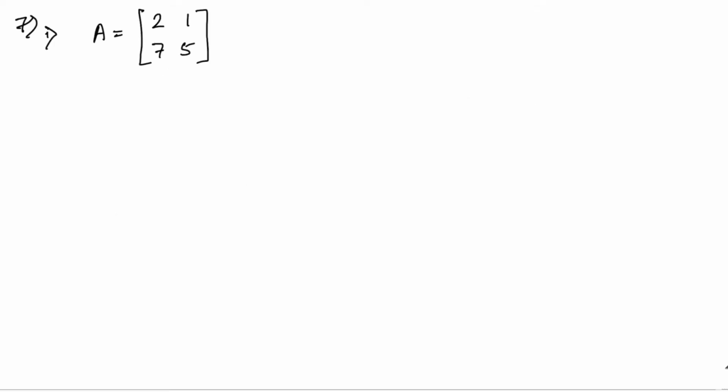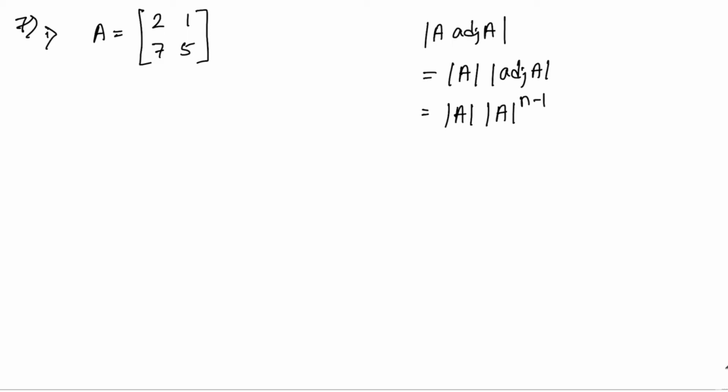Now next, sum number 7. In sum number 7, if A equals 2, 1, 7, 5, then you have to find det A and det adjoint A. Whenever you want to find det A and adjoint A, you can write this as det A and det adjoint A. Now you know the formula of det adjoint A, that is det A to the power n minus 1, where n is the order of the matrix.